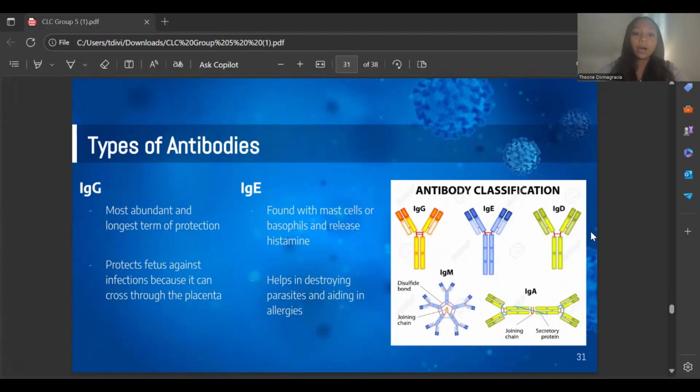Remember how we talked about the constant region and how it looks for the types of antibodies it needs to fight off an antigen? Well, here are a few of those different types of antibodies. First, we have IgG. IgG is the most abundant and longest term of protection. It is the only antibody that can cross through the placenta, which means it can protect a fetus against infections. Second, we have IgE, which is found within mast cells or basophils, and they release histamine. It helps in destroying parasites and aiding in allergies.